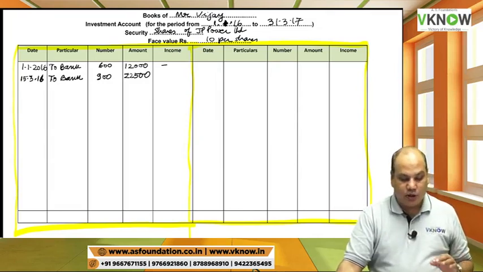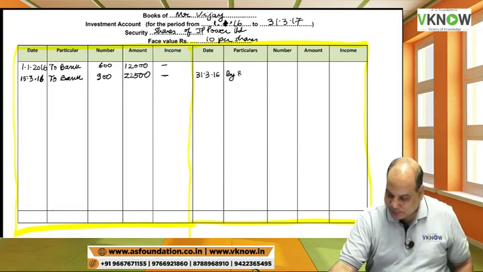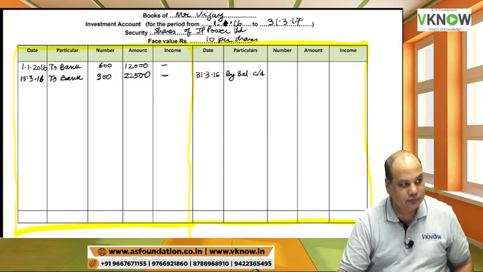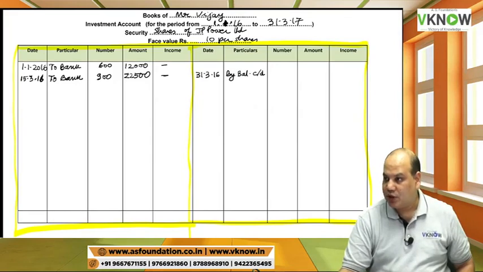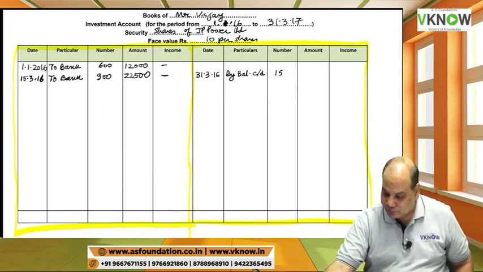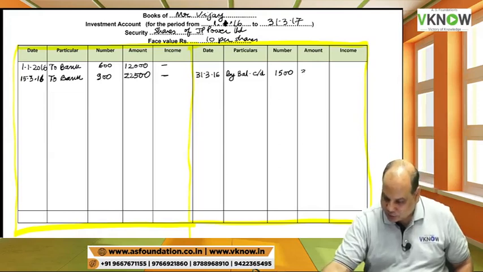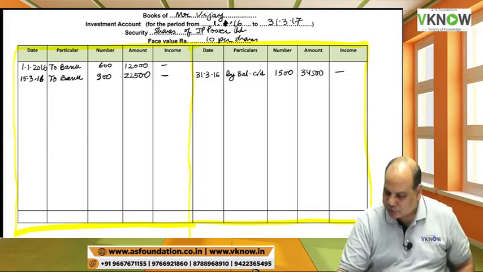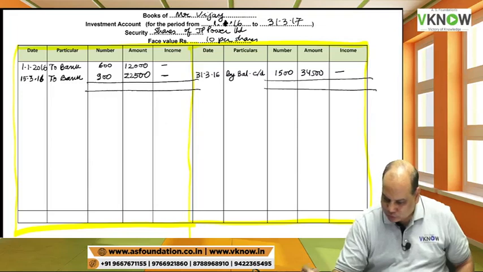But now there will be a year ending date. So on 31st March 16 you write down by balance carried down. There is no sale, no dividend, and no right share in the first year. So close it, just take the total: 1500 number and 34,500 amount. First year was simple. This is your year 1 over.